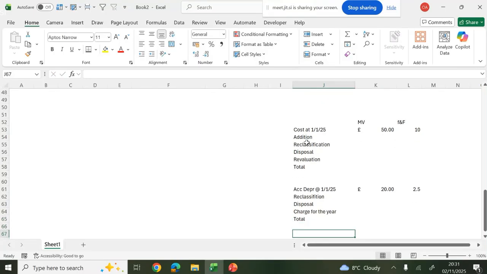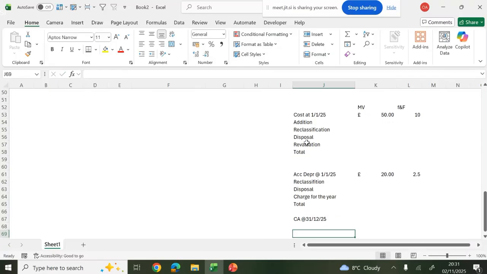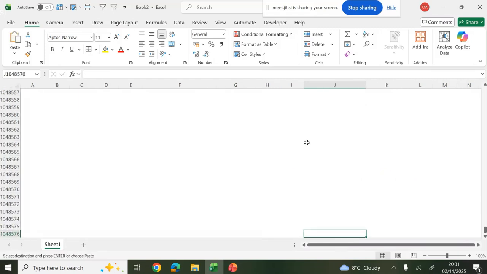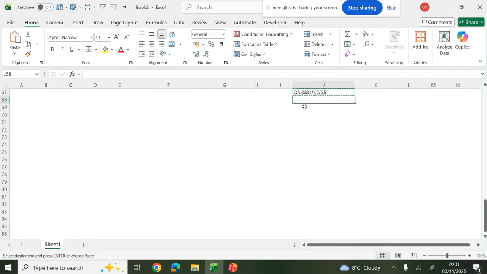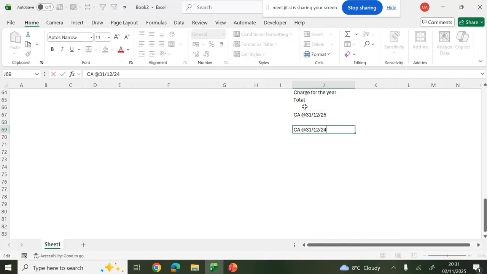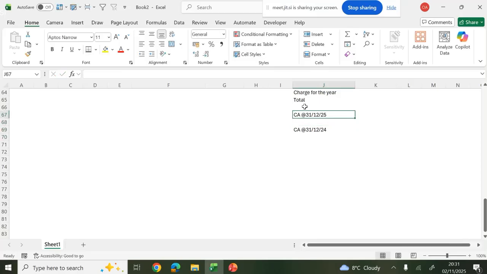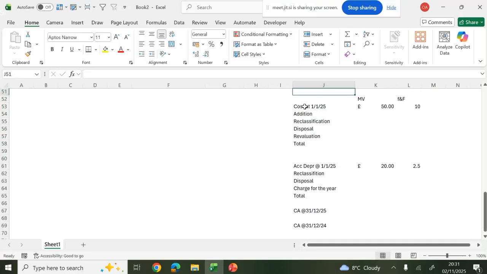Then I have my CA, carrying amount, at 31st December 2025. And I also have my CA at 31st December 2024, because I want to see what my carrying amount is as at the end of last year and at the end of the current year.